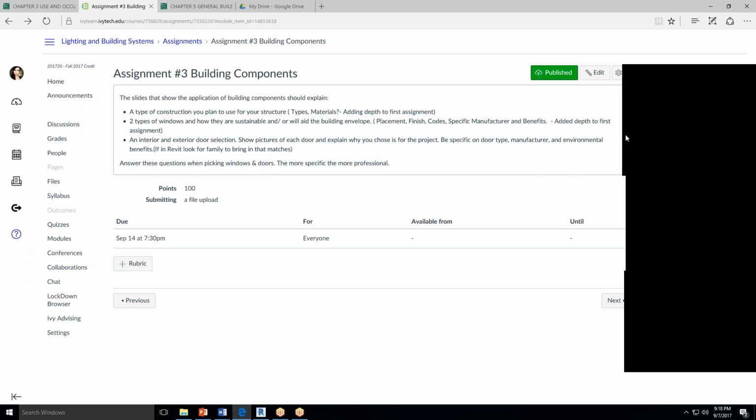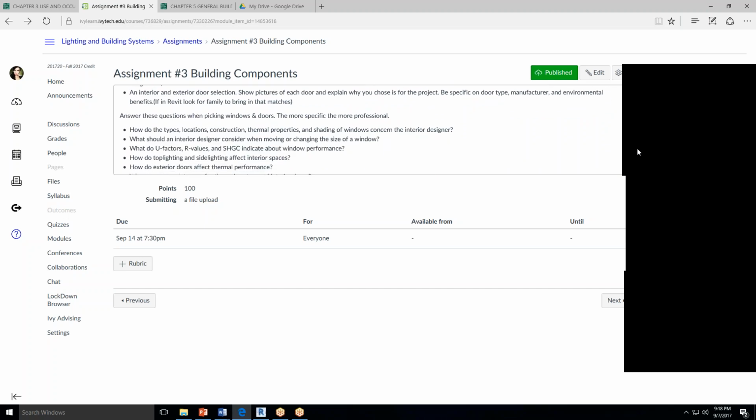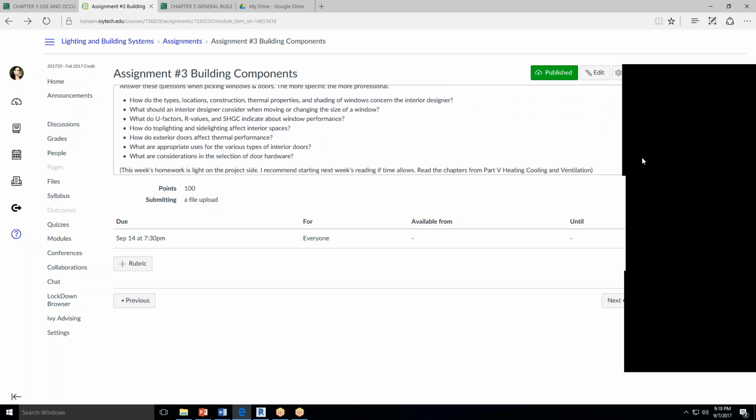Then it says answer these questions when picking windows and doors. How do the types, locations, construction, thermal properties, and shading of the windows concern the interior designer? What should an interior designer consider when moving or changing the size of a window? What do the U-factors and R-values indicate about the window's performance? How do top lighting and side lighting affect the interior spaces? How do interior doors affect the thermal performance? What are appropriate uses for various types, and so on and so forth.